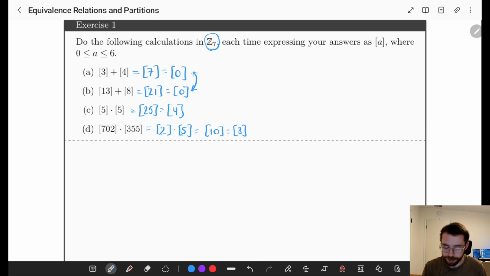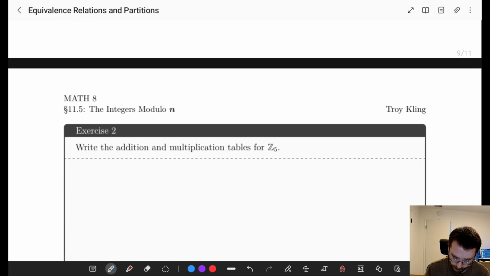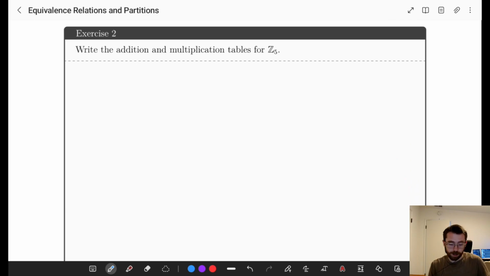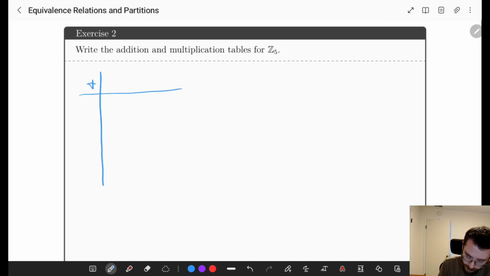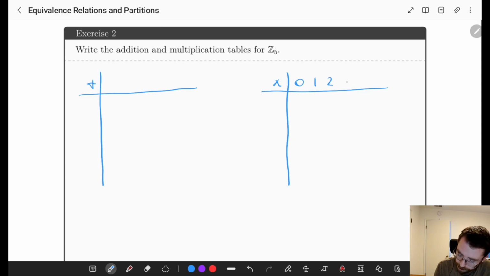So multiplication, addition, all that jazz is pretty nice in the integers mod n. You can also sit down and write rules for how to add and multiply these things. So Z5 would have the elements 0 through 4. Technically, I should write brackets around these, but that's going to get old really fast. So let's pretend these are equivalence classes, and I'm just writing them without brackets.